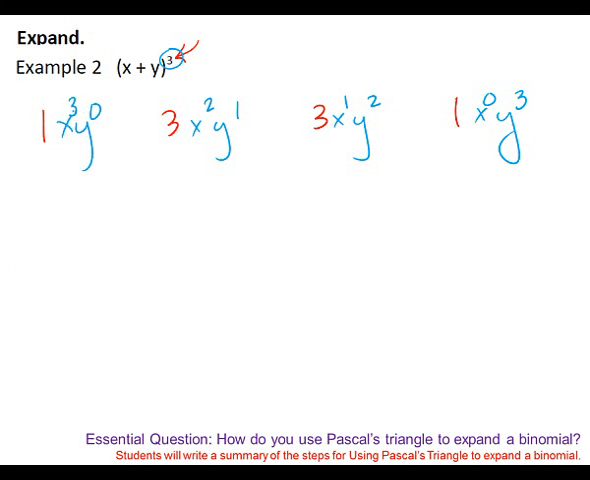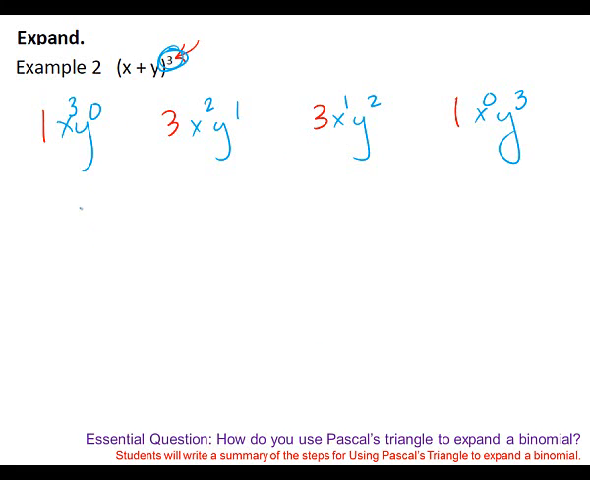Look at the two exponents. What do they all add up to? They all add up to 3. So all your exponents, to know that you've done it right, should add up to whatever your original exponent was. Now, we don't like seeing 0 powers, right? We're going to get rid of that. We're probably going to get rid of our coefficient of 1, all right?